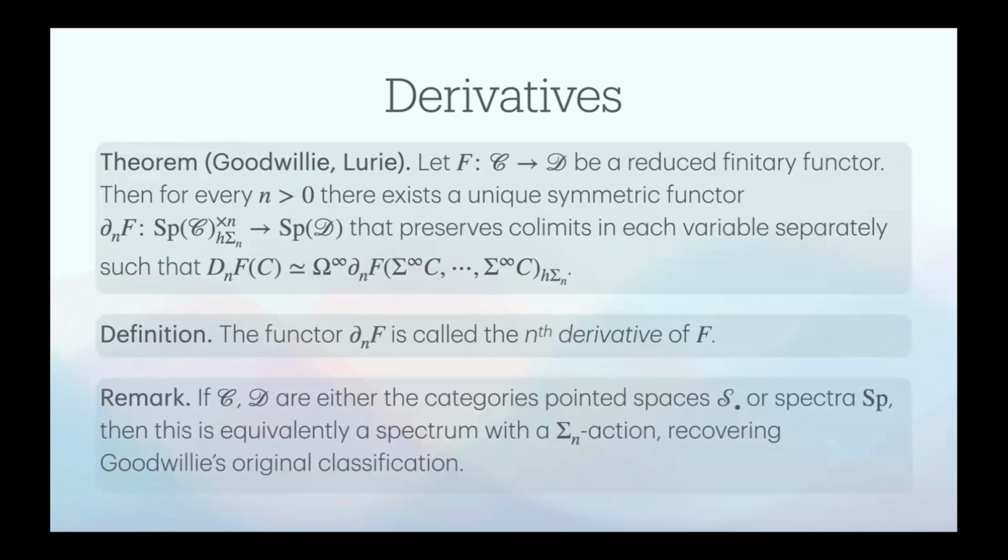And for those who are familiar with Goodwillie's work, this is not how he stated the result, obviously. But one can show that if C and D are the categories of pointed spaces or spectra, then such a derivative-type functor is completely determined by just plugging in the sphere and evaluating it there. And then it's going to output some spectrum with a Sigma_n action. And that is something that you can really think of as the derivative, or like the coefficient of the nth monomial in the Taylor series.